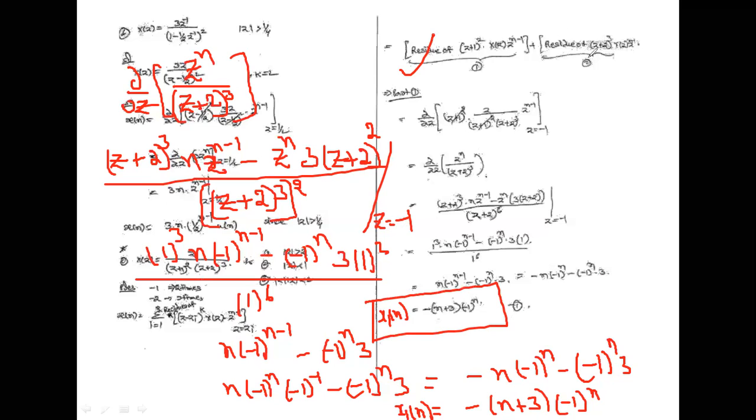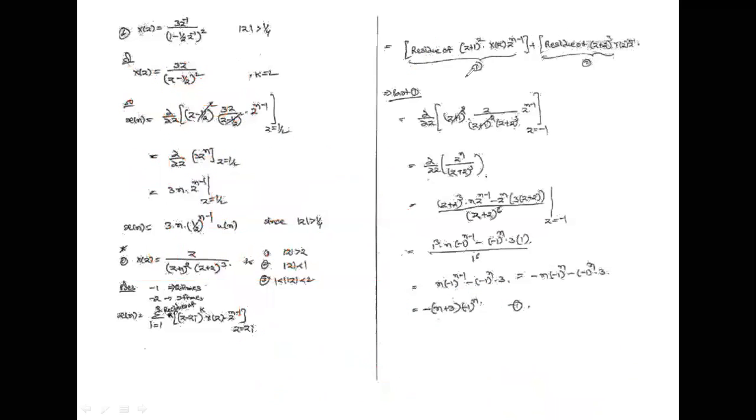Now I am taking the second part using the residue method. What is the second part here? z plus 2 whole cube. Using this formula here, minus 2 will occur 3 times.